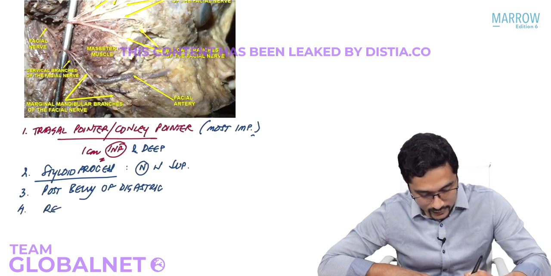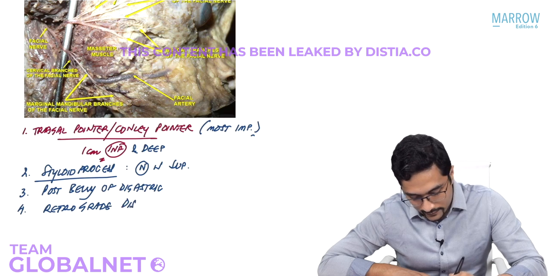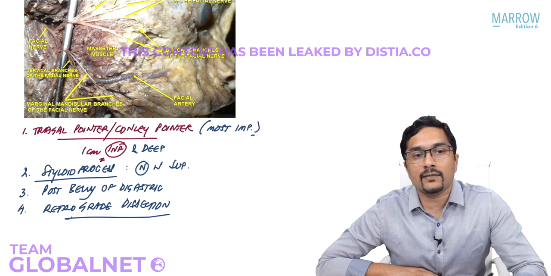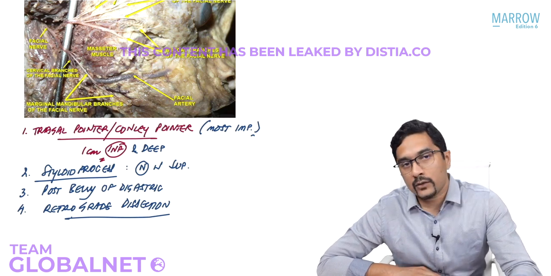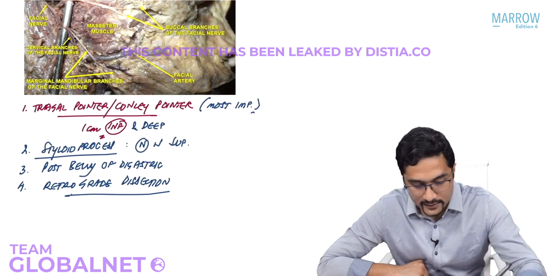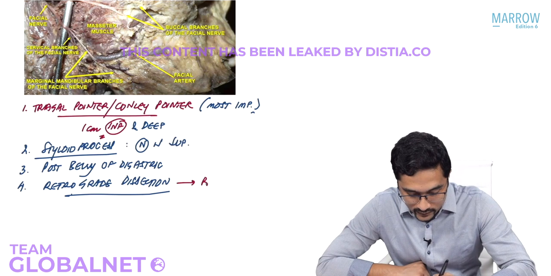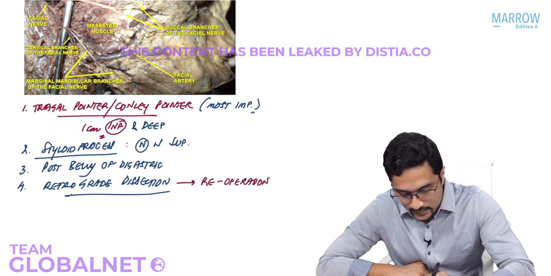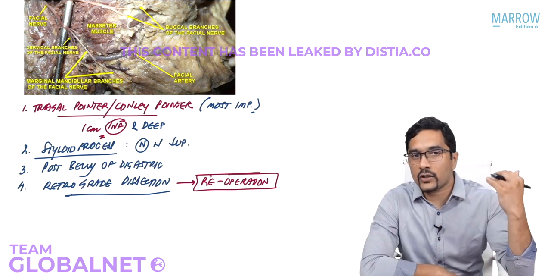Retrograde dissection, that means you can see the branches which have been marked here. So you identify one of the branches and you trace it back to the facial nerve trunk. This is not routinely done. This is only done in cases where we are doing a reoperation and there is a lot of fibrosis.